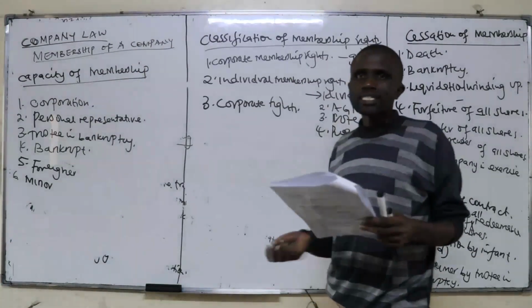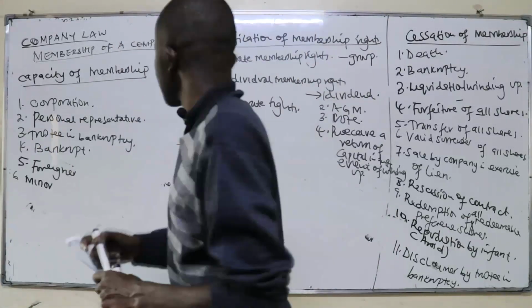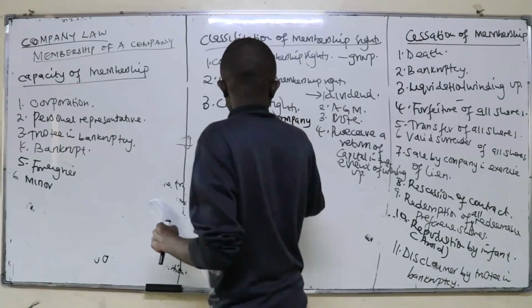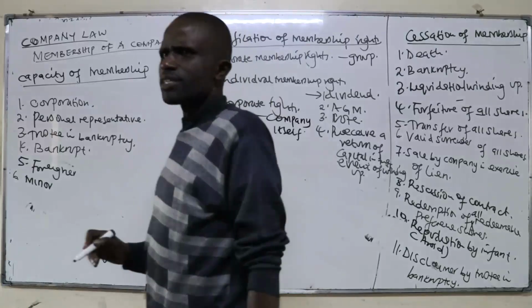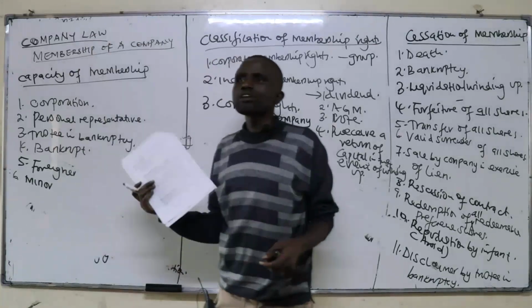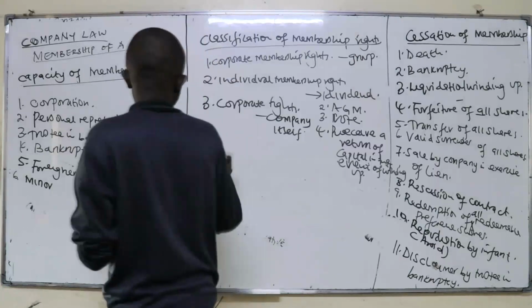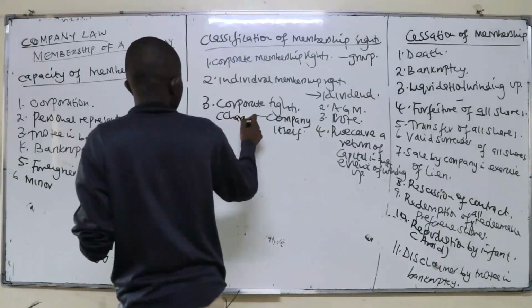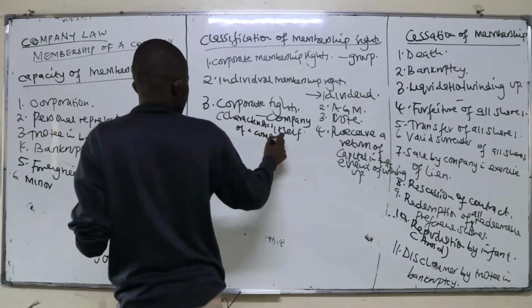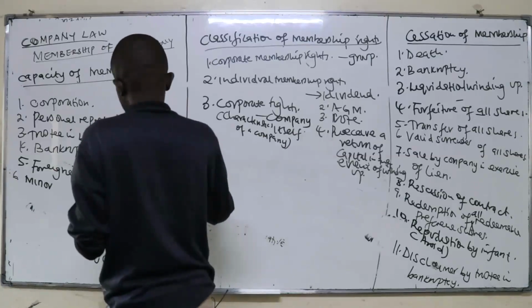And then corporate rights are those rights that are exercised by the company itself. Does the company have rights? For instance, it can sue and be sued. It can own property. It can enter into contracts. So these are characteristics of a company. And number 4 is corporate rights. We are done.